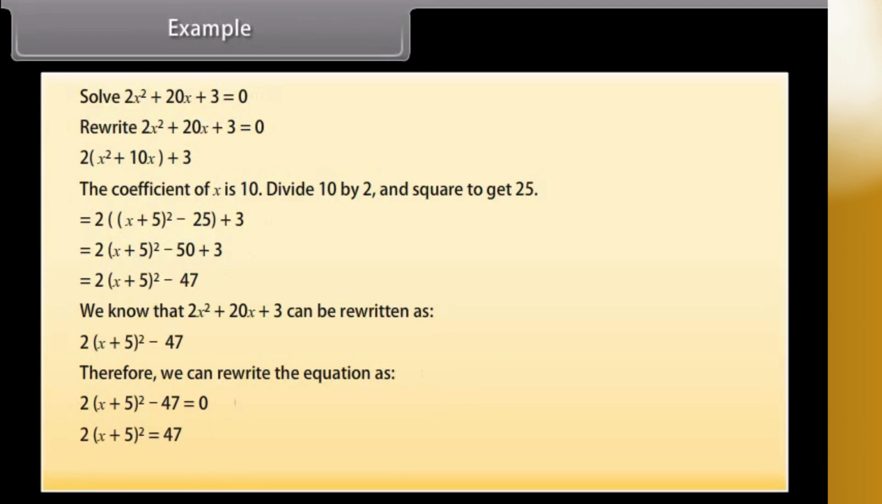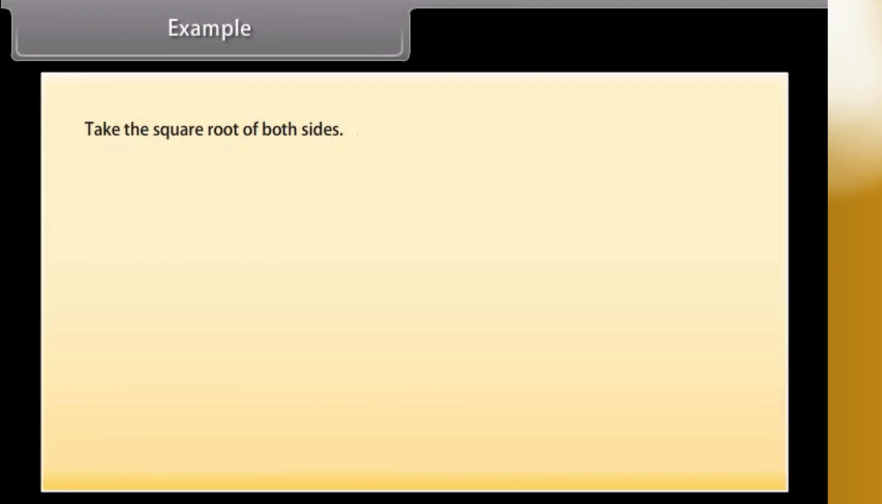2(x + 5)² is 47. Now dividing both sides by 2, we get (x + 5)² = 23.5. Take the square root of both sides. x + 5 = √23.5 or x + 5 = −√23.5. x = −5 + √23.5 or x = −5 − √23.5.